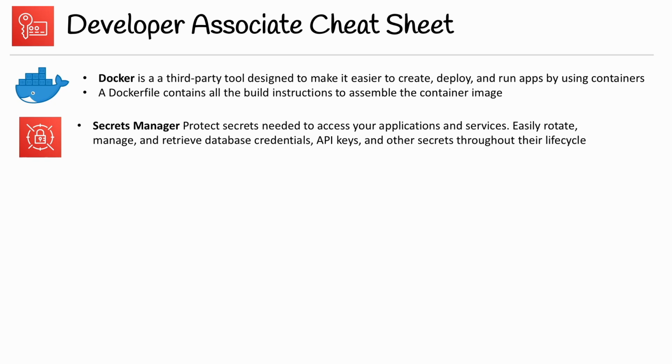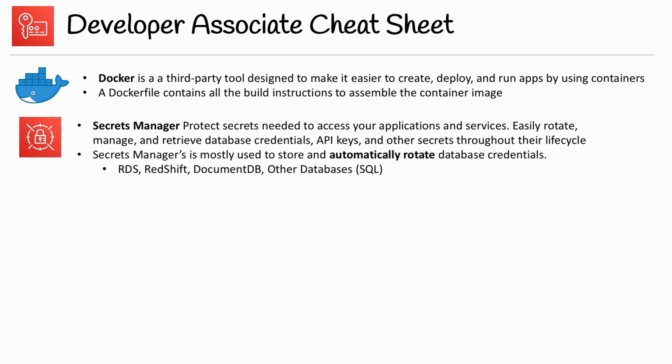needed to access your applications and services, easily rotate, that's the key word there, rotate, manage and retrieve database credentials, API keys, and secrets throughout their life cycle. Secrets Manager is mostly used to store and automatically rotate database credentials. So we're looking at RDS, Redshift, DocumentDB, and other databases, but they gotta be SQL compatible. And then it can also store key value pairs.